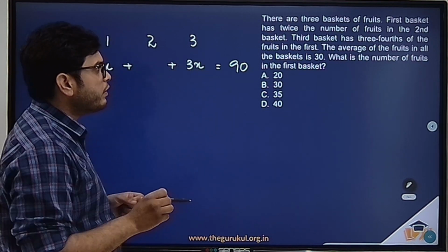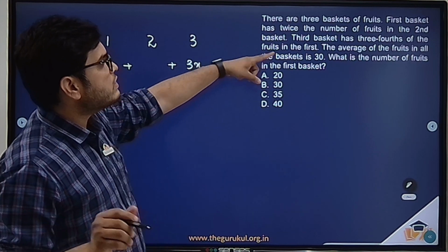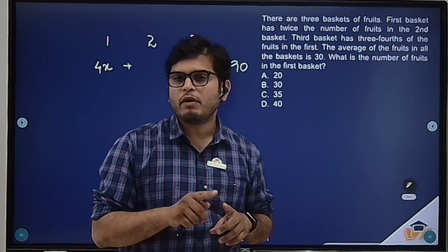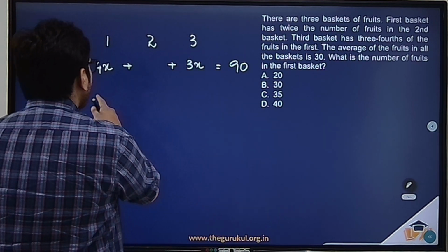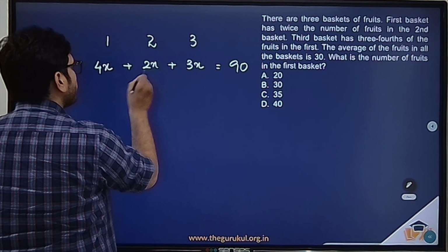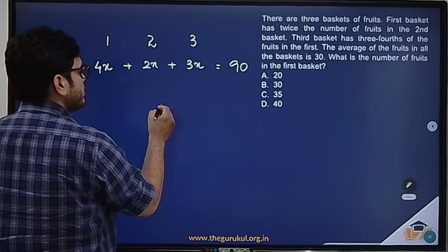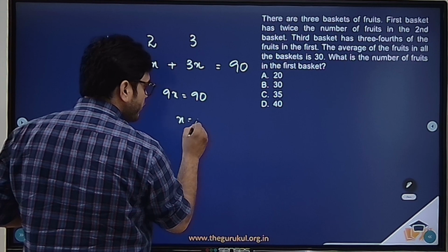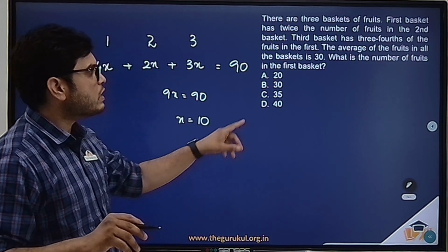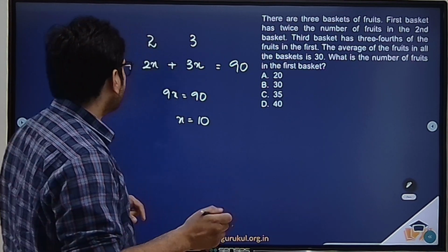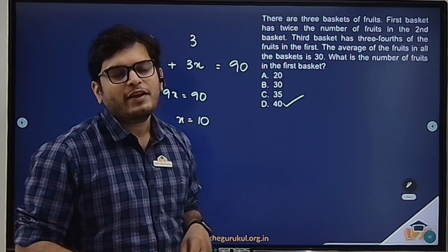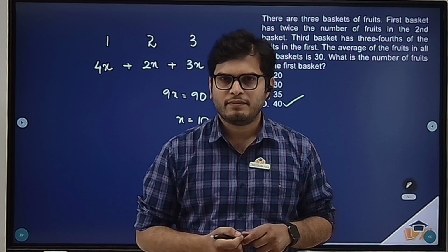This would be 3x. And the first basket has twice the number of fruits in the second basket, so the second basket has half of the number of fruits in the first basket. Now half of 4x is 2x. So 4x plus 2x is 6x, plus 3x, 9x is equal to 90, or the value of x is equal to 10. Now what was asked? We are asked to find the number of fruits in the first basket, which we had considered to be 4x. So 40 should be the answer for this question.